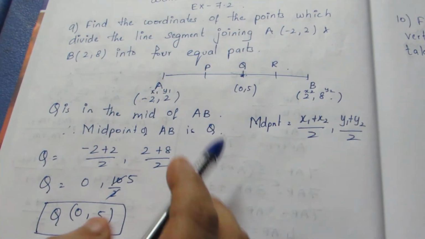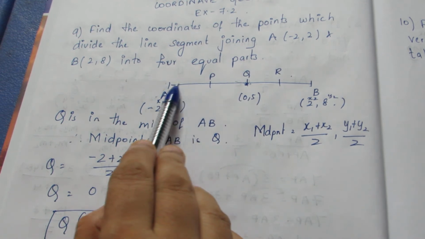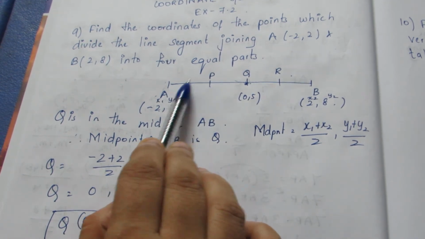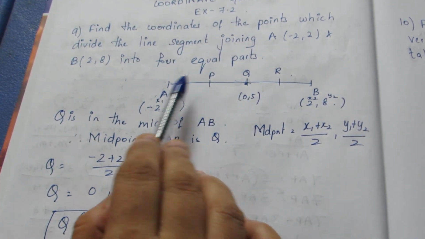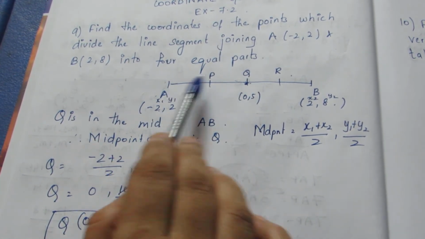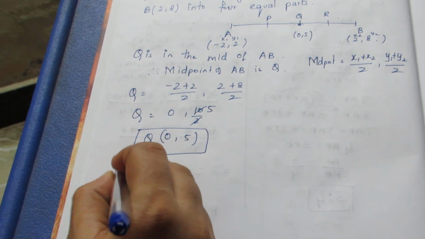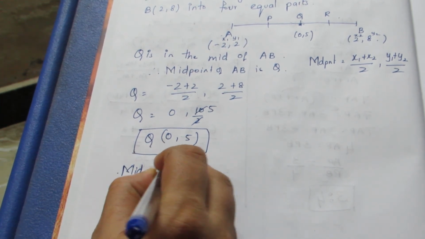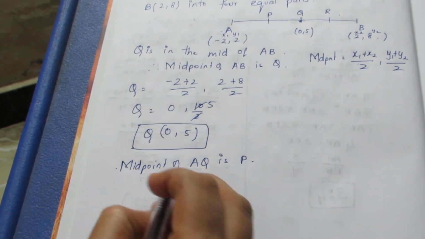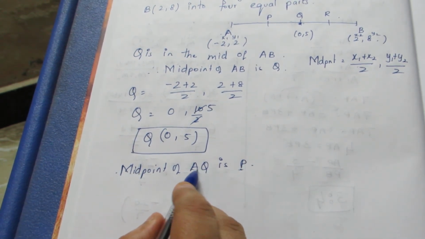Now we have found the middle value, that is Q. If you see, P is midway between A and Q. It has one part in the front and one part at the back, so it lies between A and Q. If you take the midpoint of A and Q, we can find P. Midpoint of AQ is P. Please be very careful that P is the middle of A and Q, not A and B.